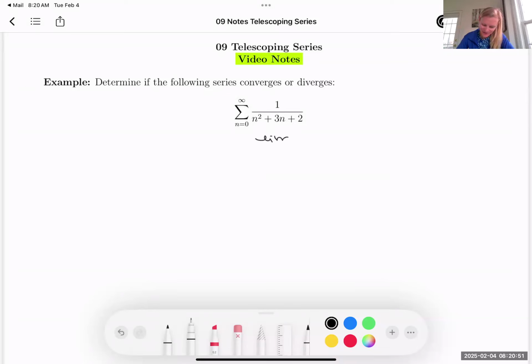It's usually pretty easy, so we can look at the limit as n approaches infinity of 1 over n squared plus 3n plus 2. All the n's are in the denominator, so we're going to get 1 over a really big number, which is going to go to 0. Remember, the test for divergence tells us absolutely nothing when we get 0 out. So the test for divergence is not helpful here.